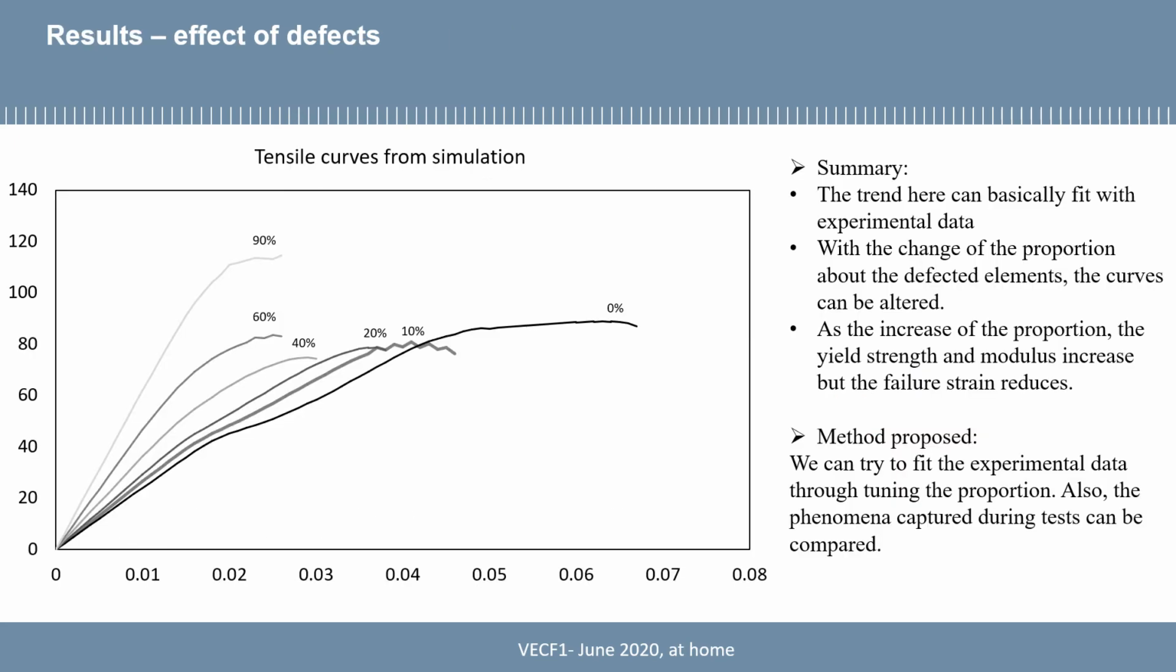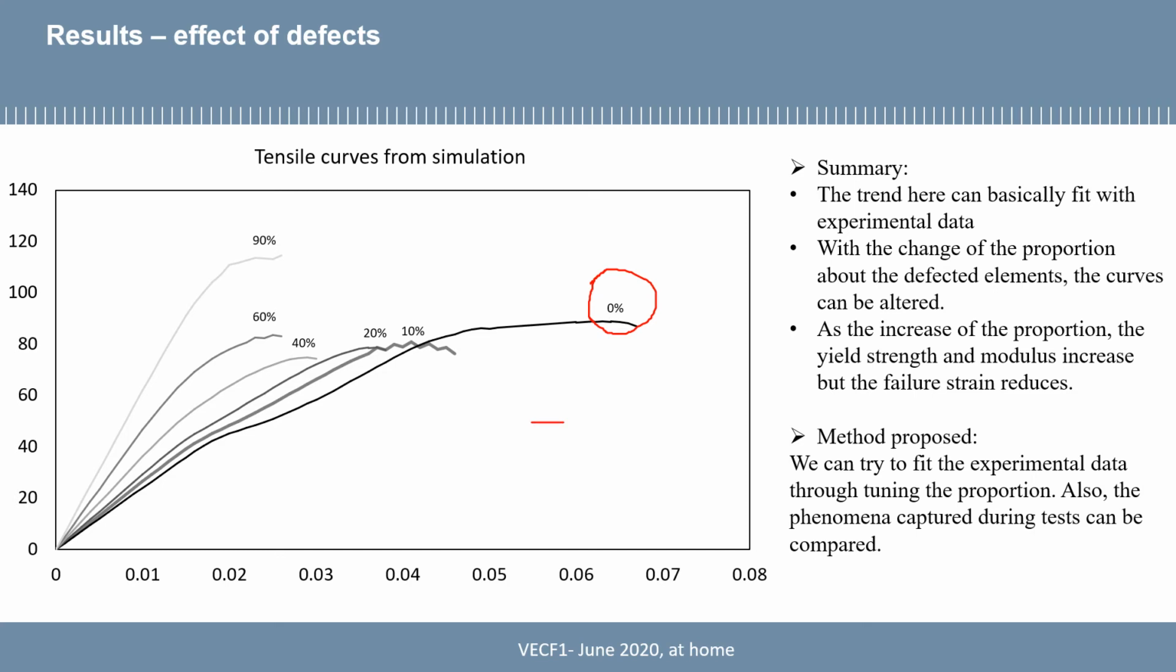And from here, we can find that when we change the proportion of the defective cohesive elements in all cohesive elements, the curves can change a lot, and the trend is similar to the experimental data. You can see from here.